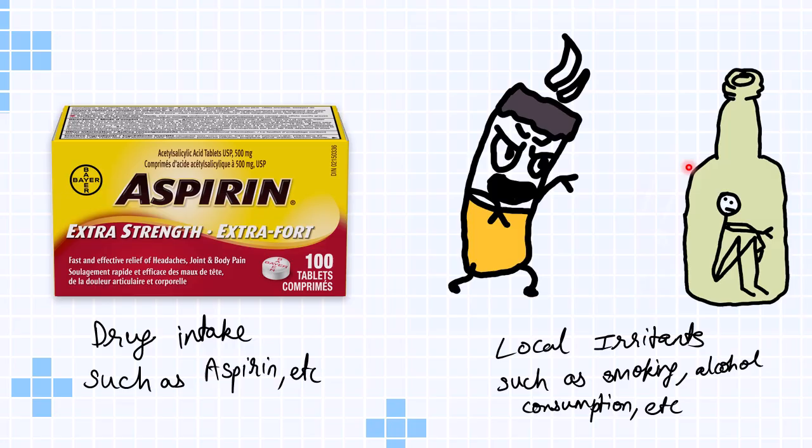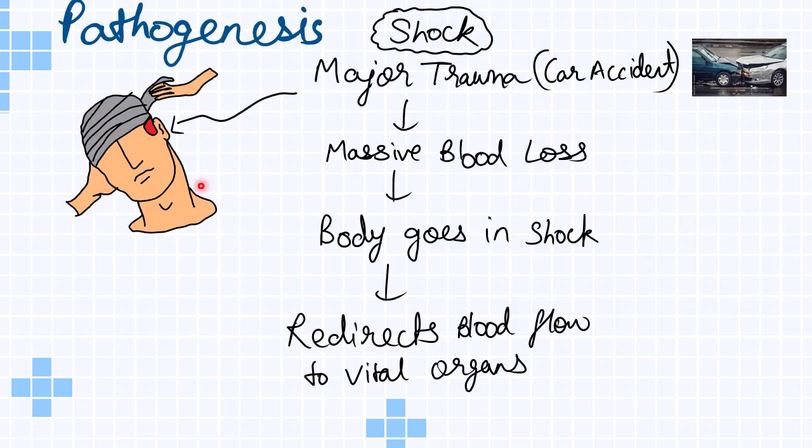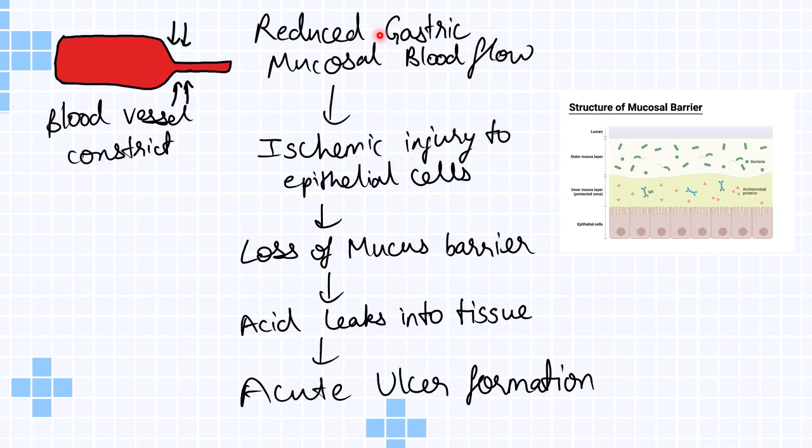Now let's understand the mechanism behind stress ulcer development. Imagine a patient involved in a major car accident. Severe trauma can lead to massive blood loss. As blood volume falls, the body enters a state of shock. During shock, the body redirects blood flow to vital organs such as the brain and heart. As a result, blood flow to the stomach decreases significantly. What happens next? The reduced gastric flow causes ischemic injury to epithelial cells.